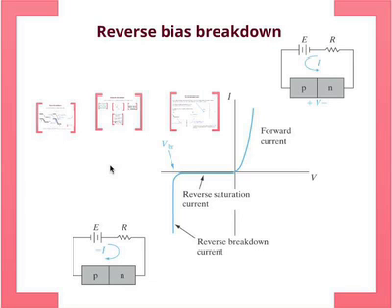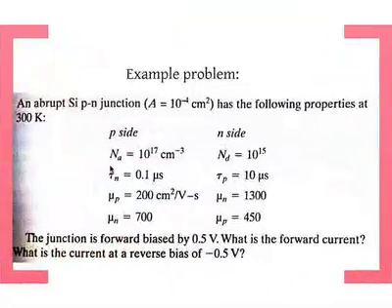Yes, Ni is the intrinsic carrier concentration of the material. So let's see what it says, silicon. So you can just look it up in the table. It's usually, for silicon, about 10 raised to 10 per cubic centimeter at room temperature.